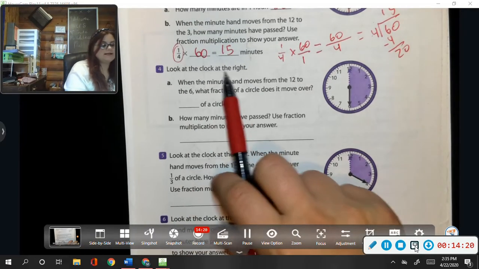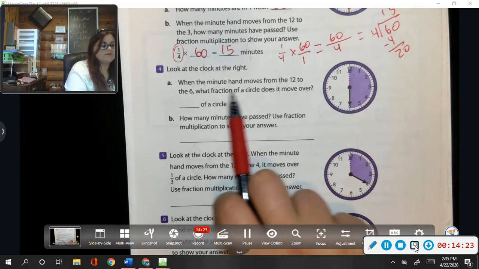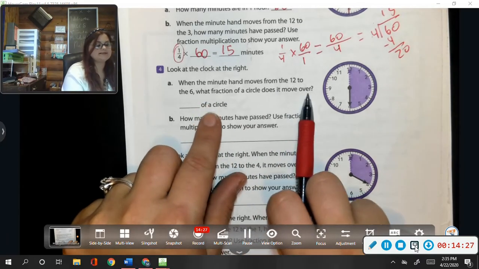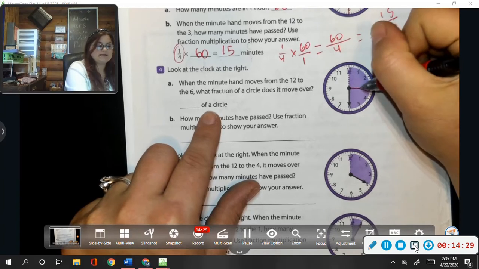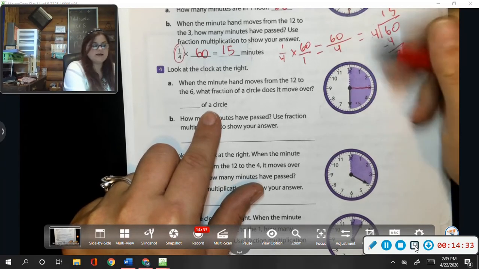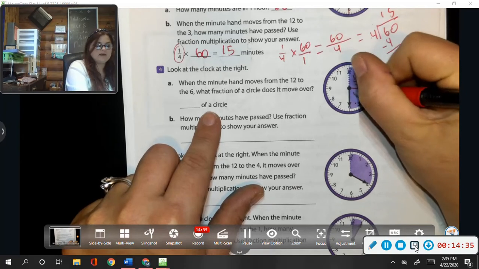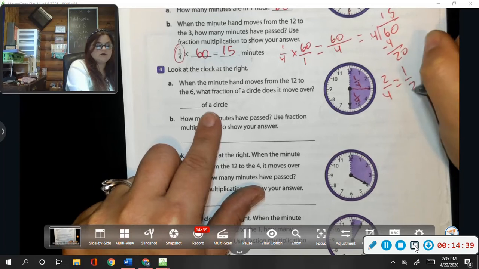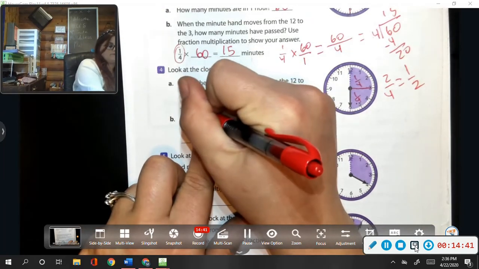Now, look at the clock at the right. When the minute hand moves from 12 to 6, what fraction of the circle does it move over? So instead of going from here, we went all the way down to here. So if this was worth 1/4, if we have 2/4, which is equal to 1/2.